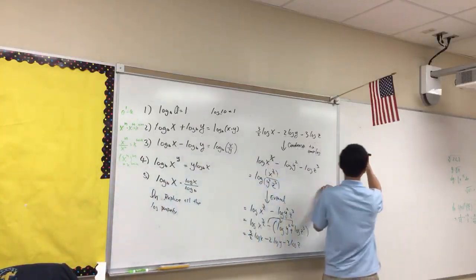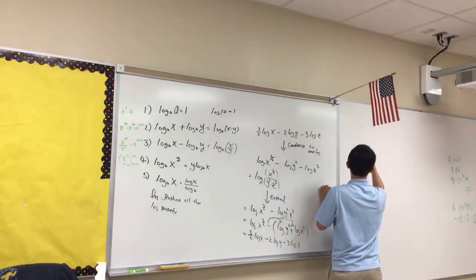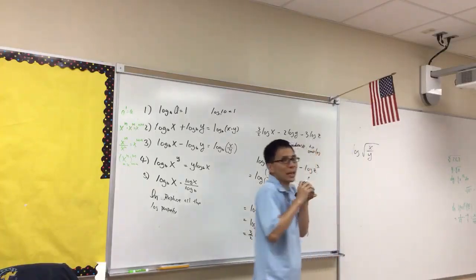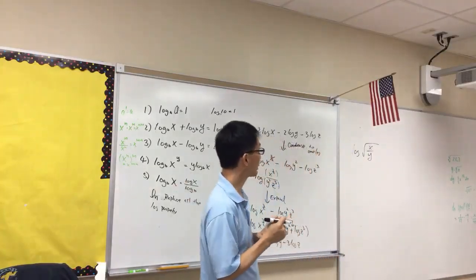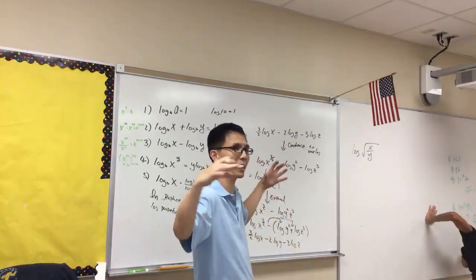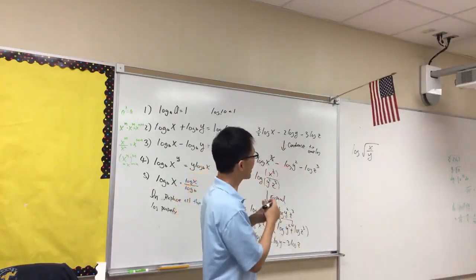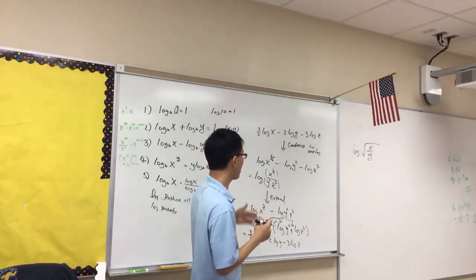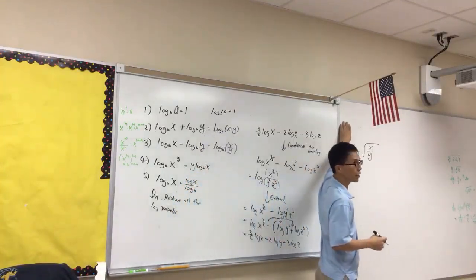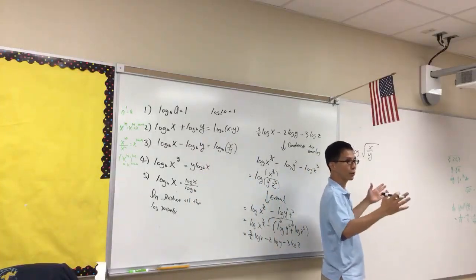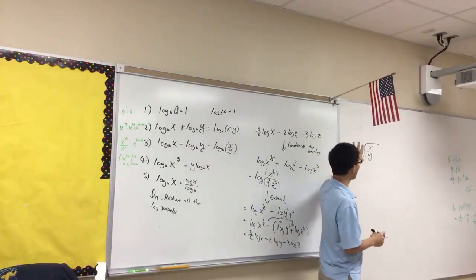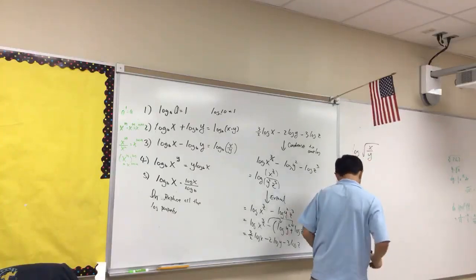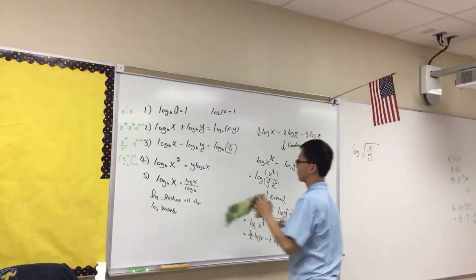For example, I will ask you something like this: can you expand? That means you want to write as many logs as possible, but you want to expand it correctly. One side of the question will ask you to expand, one side will ask you to condense. So in this case, I have one log, and I want to write down as many logs as possible. So try this one.